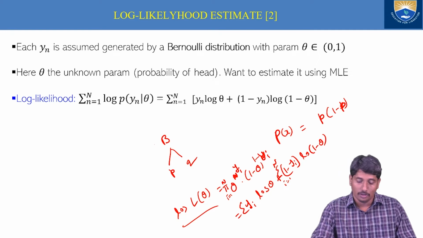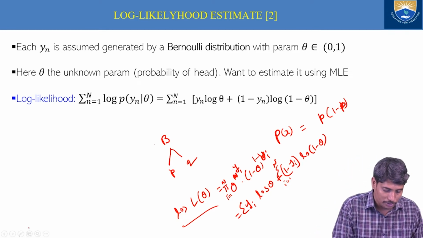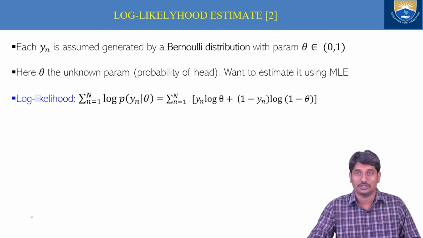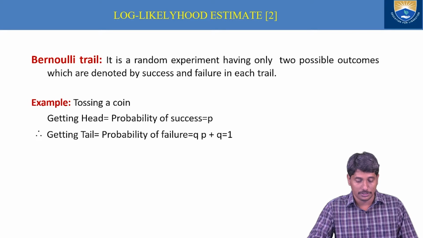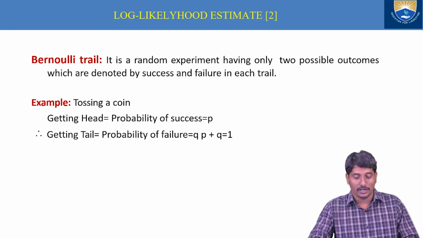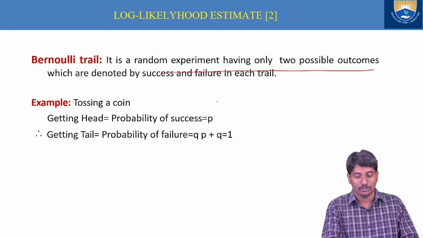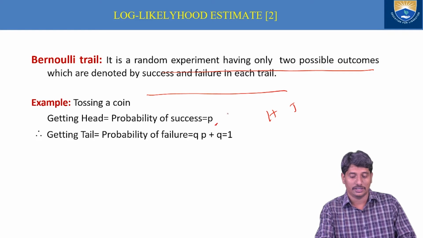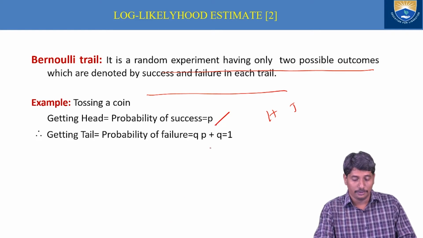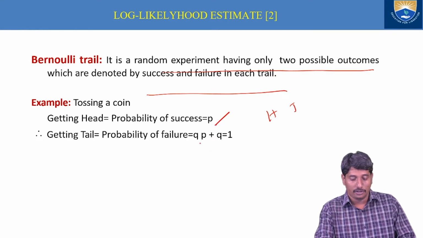Now let us look into the binomial distribution and its properties. Then we will discuss what is the log likelihood estimate of the parameter p of binomial distribution. Bernoulli trial, I already told you, is a random experiment with only two possible outcomes, namely success and failure. You can take the example of tossing a coin. Then you will have only head or tail, where p denotes the chance of happening of head and q denotes the chance of happening of tail. So p plus q is equal to 1.